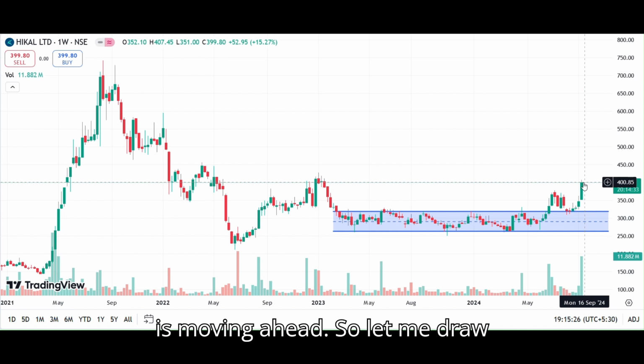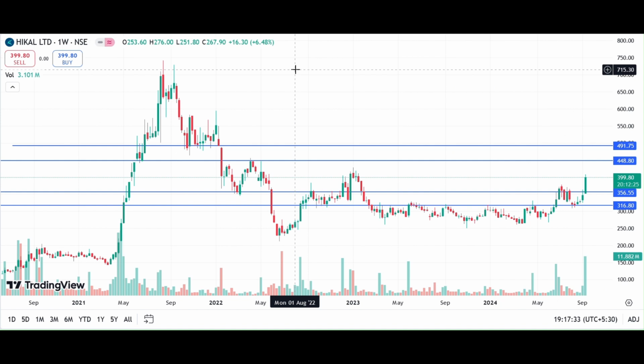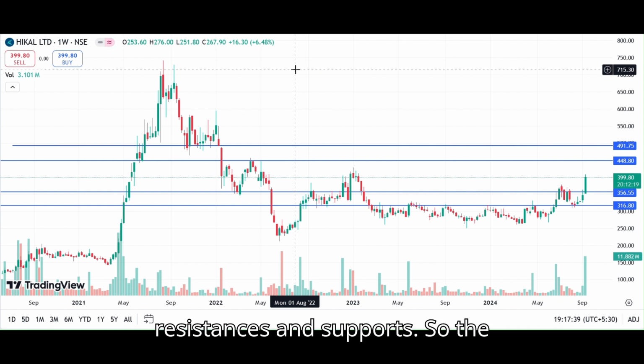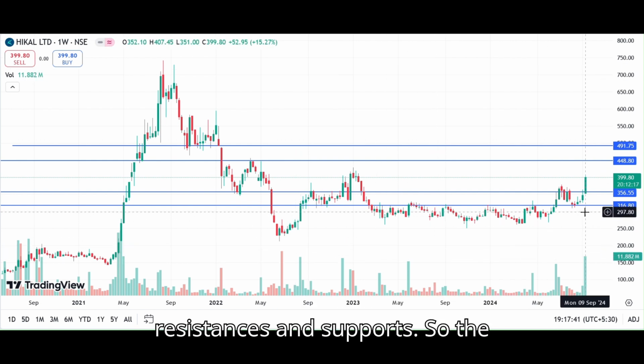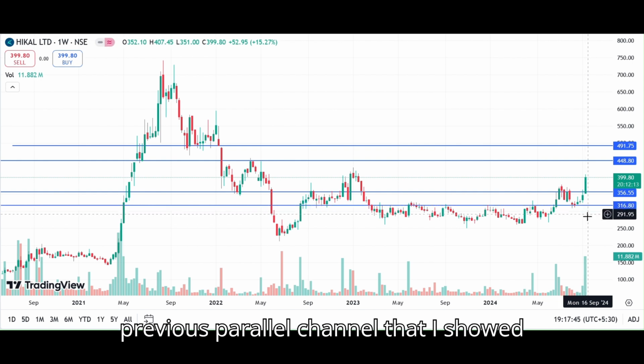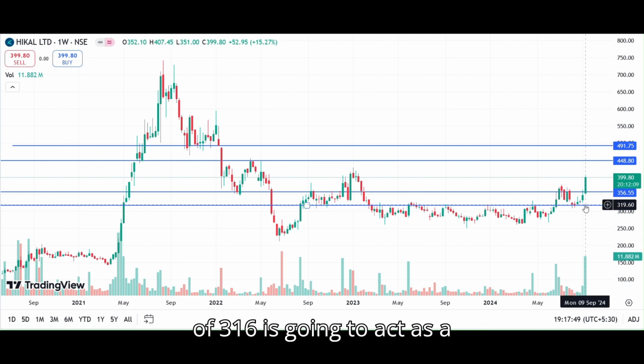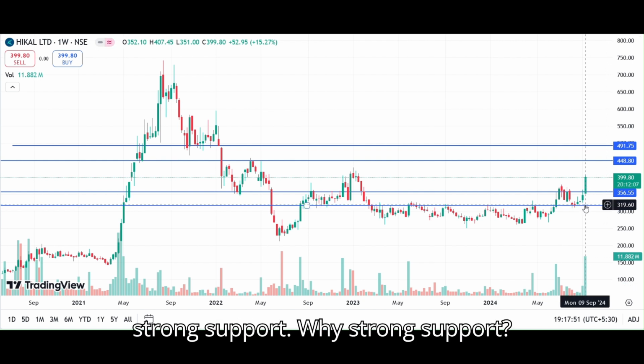So let me draw some horizontal lines to identify various supports and resistances for the price of Hikal stock. Okay, I have drawn four horizontal lines to identify different resistances and supports. The first support here is the top of the previous parallel channel that I showed before. This price level of 316 is going to act as a strong support.